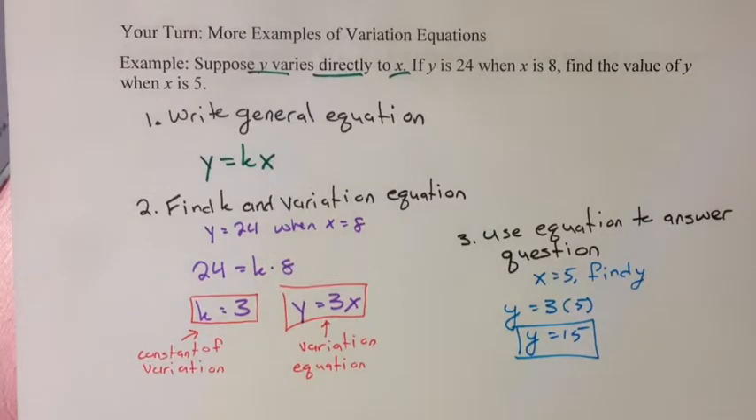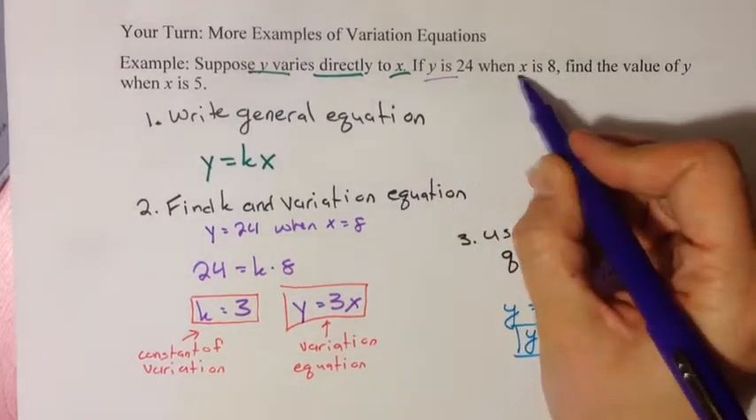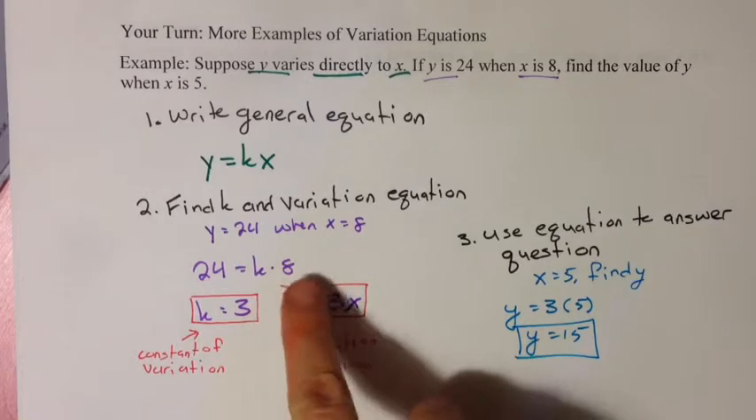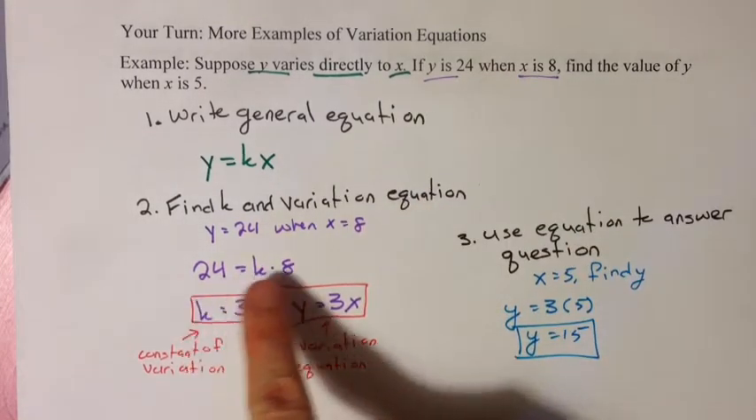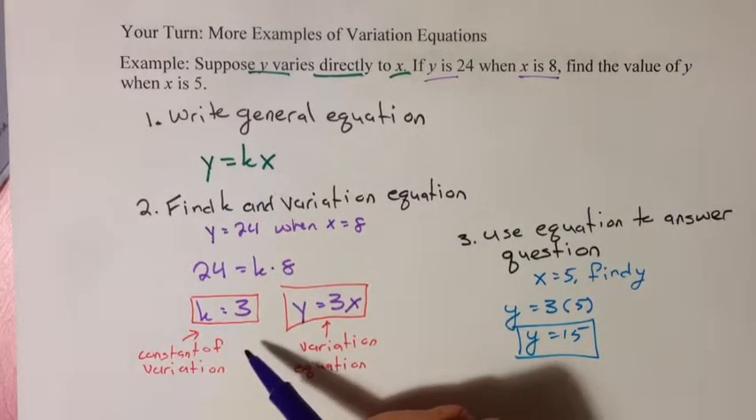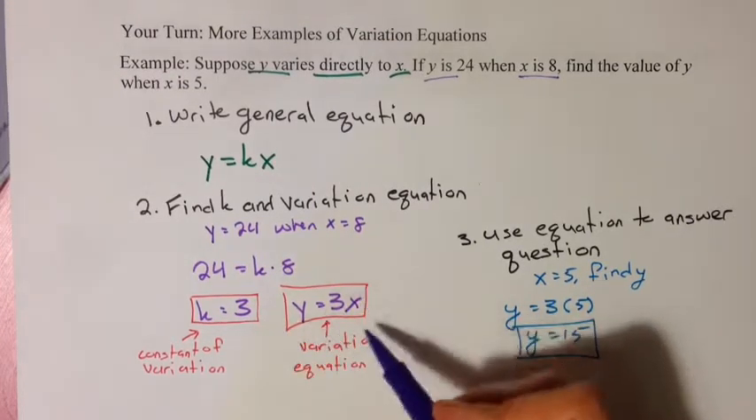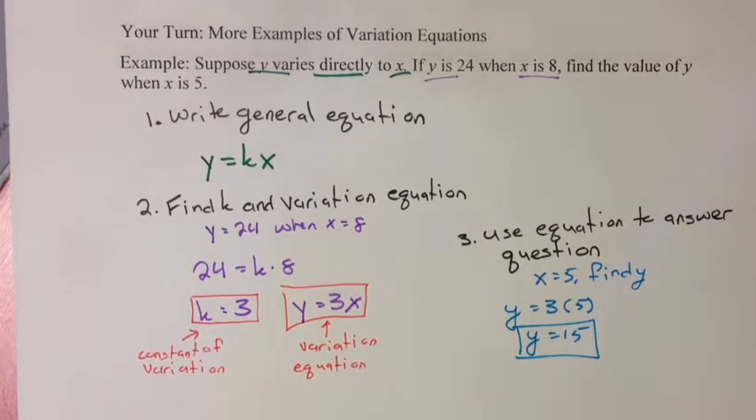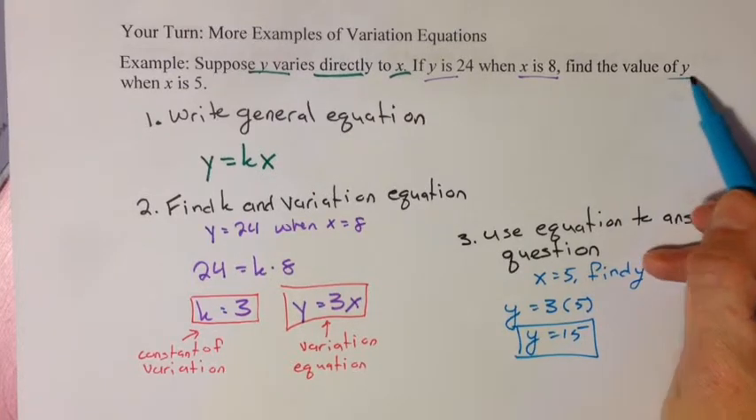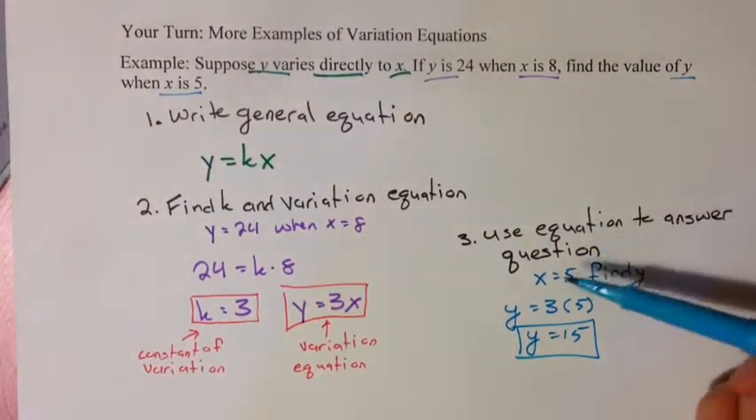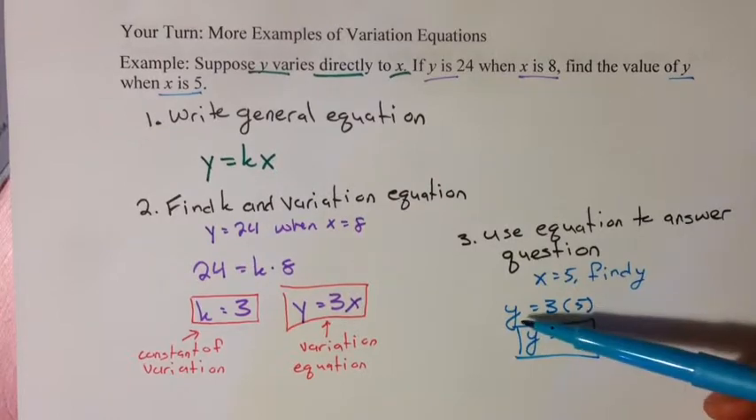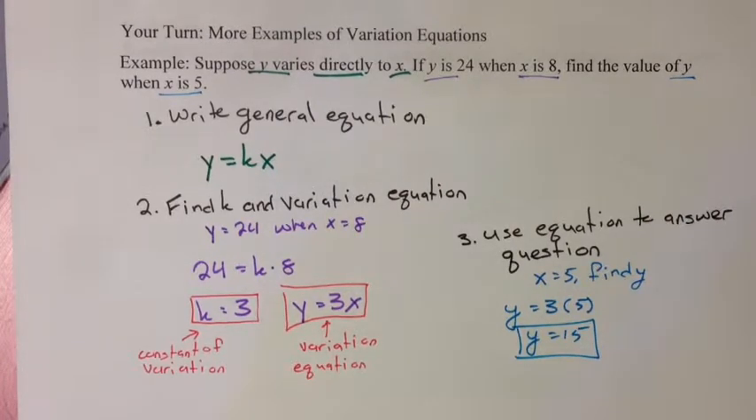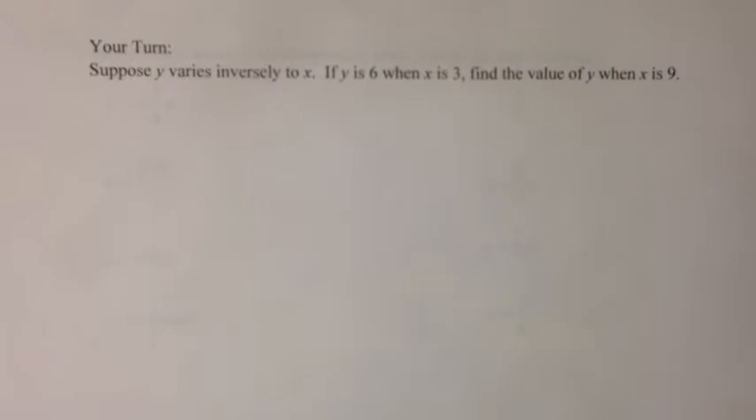I've been told that y is 24 when x is 8. So I plug in an 8 for x and a 24 for y, solve for k. My constant of variation then is 3, and my equation altogether is y equals 3x. Lastly, I'll use my equation to answer the question. They want me to figure out the value of y when x is 5. So I plug 5 in for x, and I find that y is 3 times 5, which is 15. I have one more problem for you to try. This time we have y varying inversely to x.